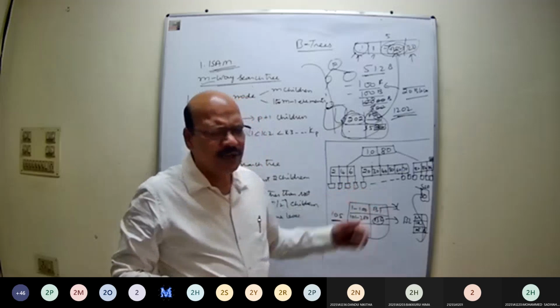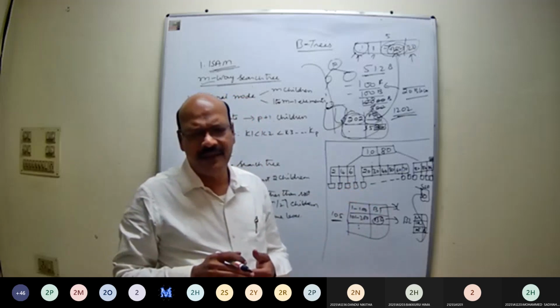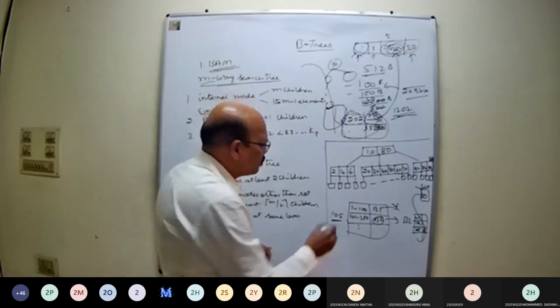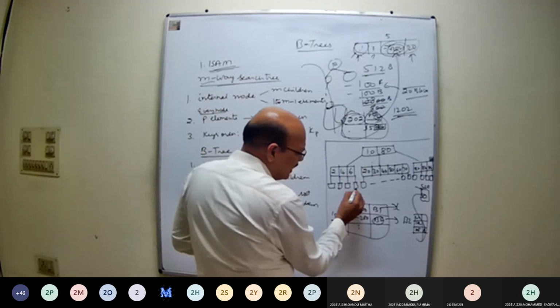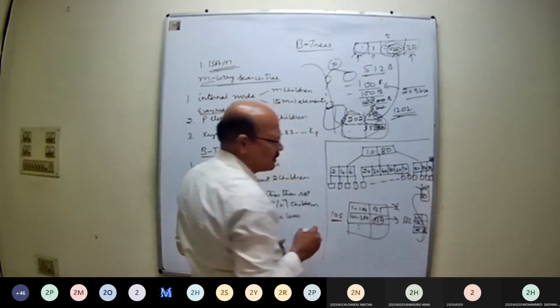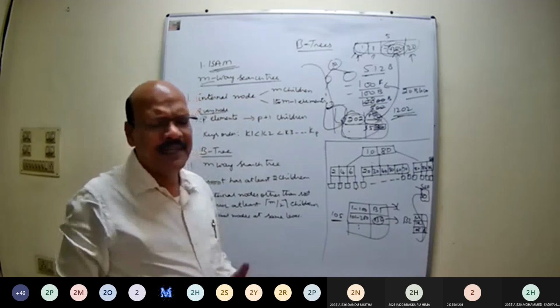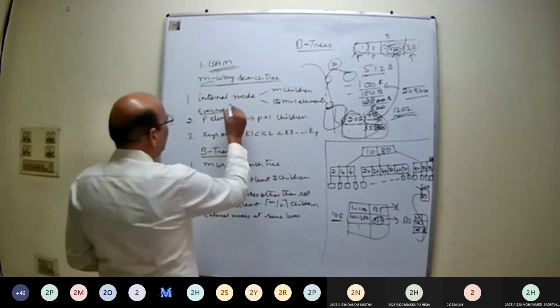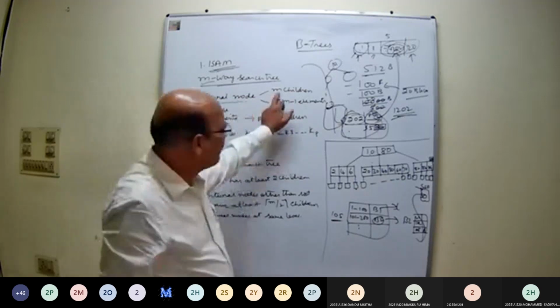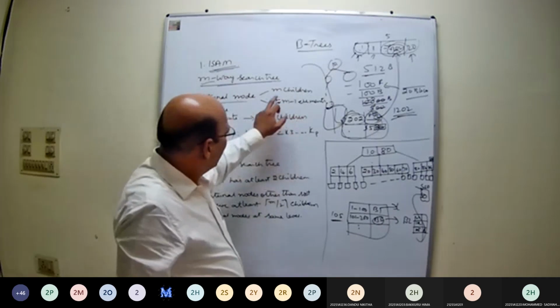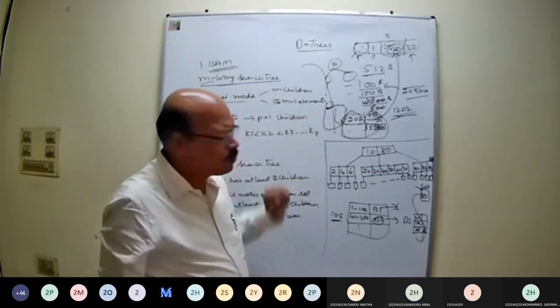So generally, an external node in a B tree does not have any special meaning. Null pointers will be replaced with external nodes. These are all null pointers. External nodes represent null pointers. Now, an internal node can have m children and 1 to m minus 1 elements.